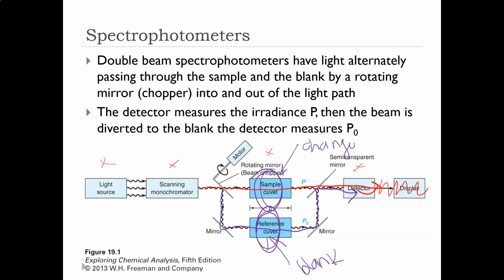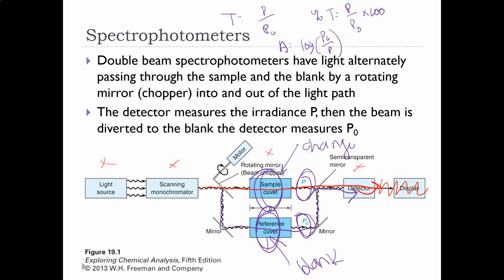So you will add your blank first, and then you will add standard 1, and then standard 2, and then standard 3. The reference cuvette has the blank the whole time and you don't take it out. What it's doing is giving us that P0 value to compare against the P value, which, remember, transmittance is just that as a ratio. Percent transmittance is that ratio times 100. And absorbance is the log of the inverse of that.